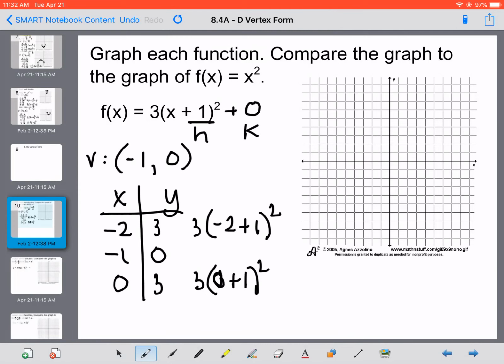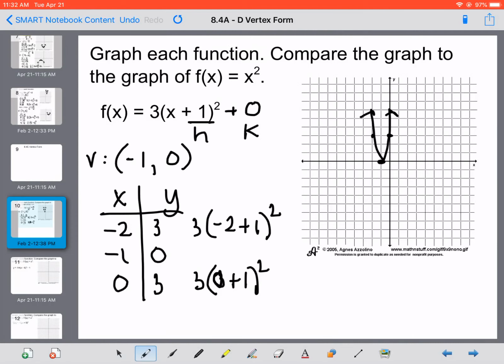So let's plot our graph. So if I plot my vertex, it's going to be left 1 and I don't move. And then I'm going to go left 2 and up 3. And then I don't move in the x direction. And then I just go up 3. And there is my graph.